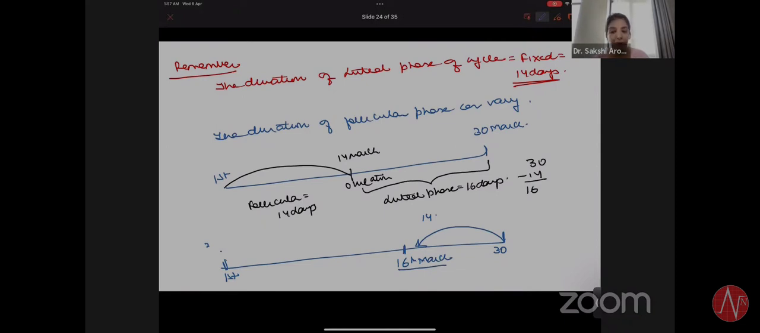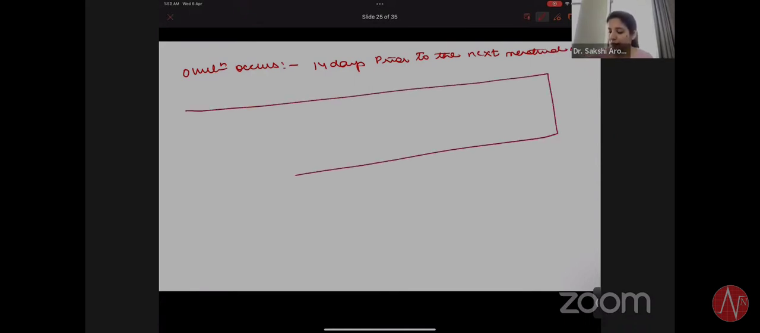So whenever you have to calculate the day of ovulation, from the next menstrual cycle you have to count 14 days back. And that is how the question will be asked. Right? So, write this. Ovulation occurs 14 days prior to the next menstrual cycle. Right? The question will ask for the day of ovulation.